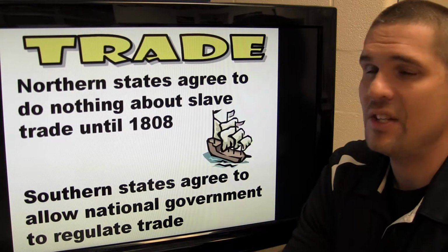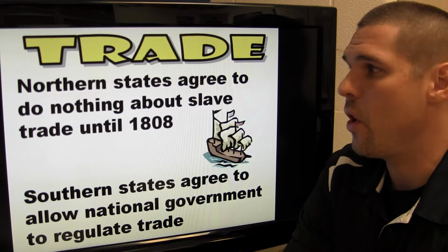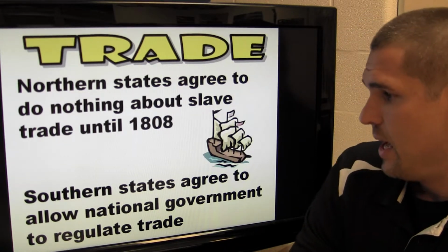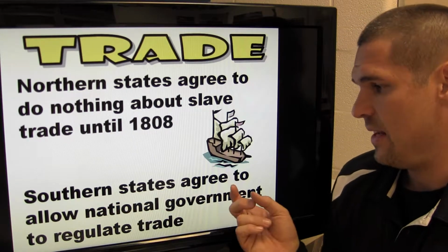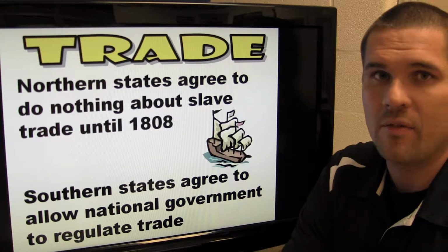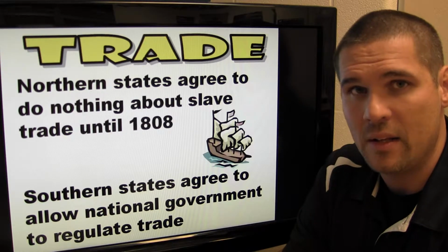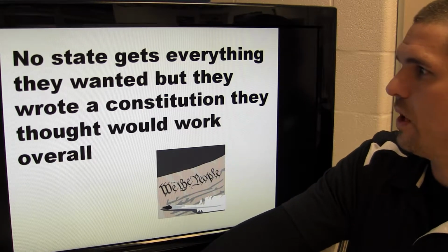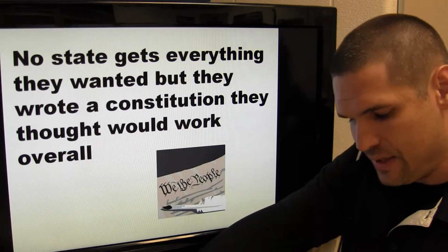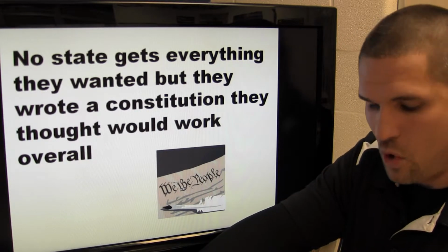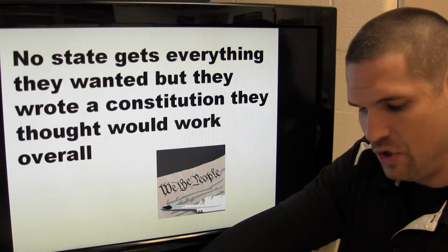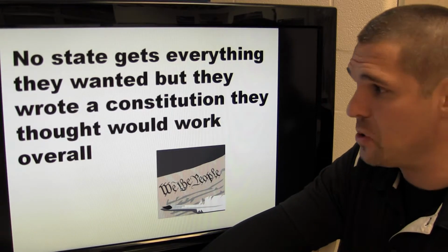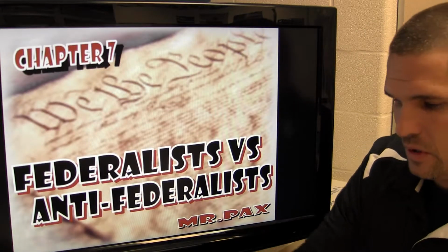But the Northerners kind of just kicked the can down the road by saying, okay, we won't do anything for another 20 years. And so the Southern states then agreed to allow the national government to watch over or to regulate the slave trade. So in compromise, no state gets everything that they want, but they write a constitution that they thought would work overall and appeal to most people.